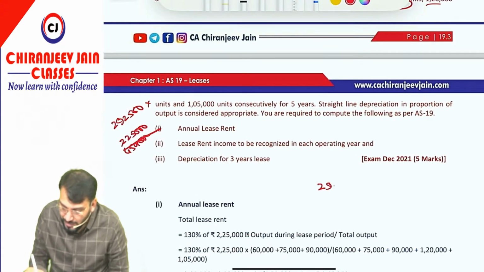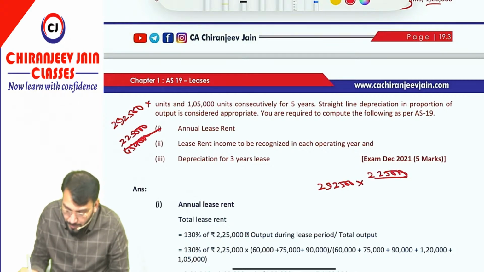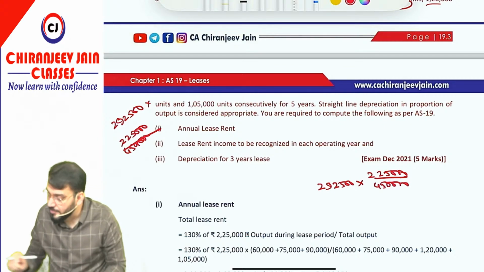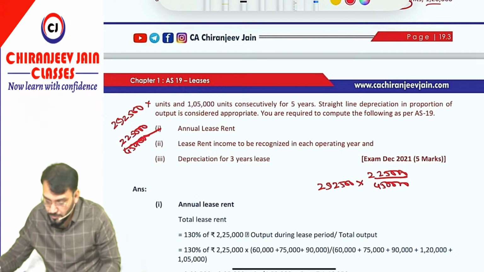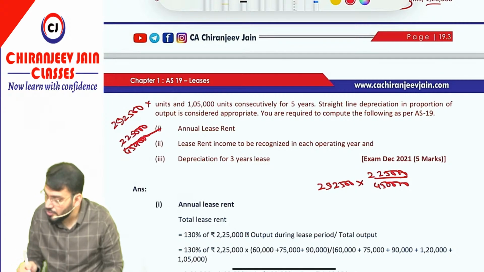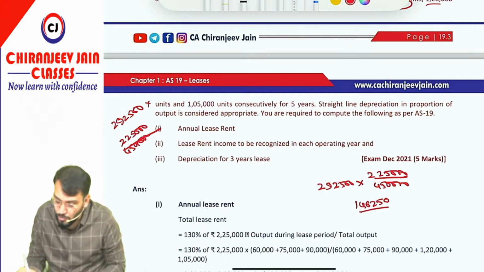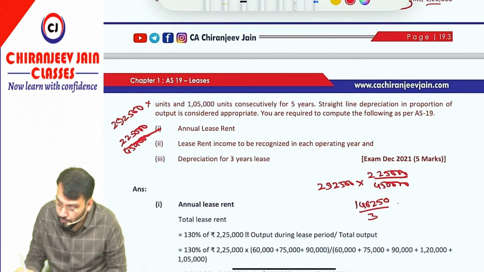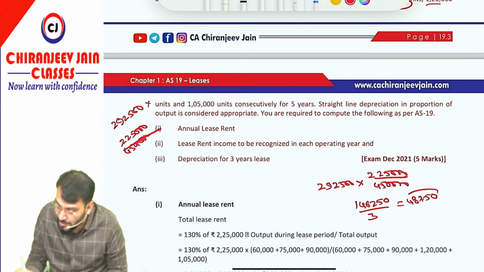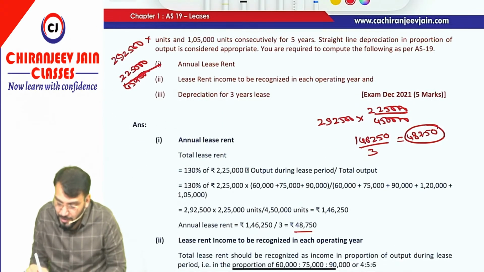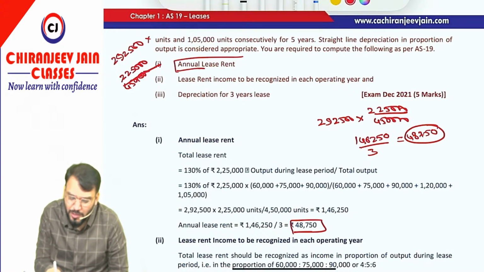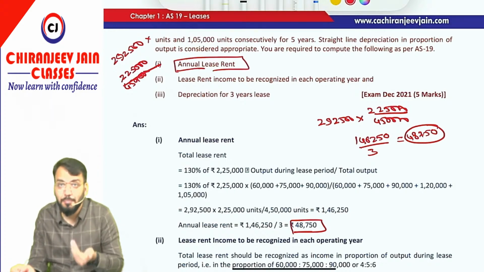What will be the lease payment for 3 years? The amount to be recovered in 5 years is 2,92,500, and it will be recovered in the ratio 2,25,000 divided by 4,50,000. So this will come to 1,46,250. This will be for 3 years. We divide by 3, and it comes to 48,750. So this will be the annual lease payment. Annual lease payment is also known as annual lease rent.